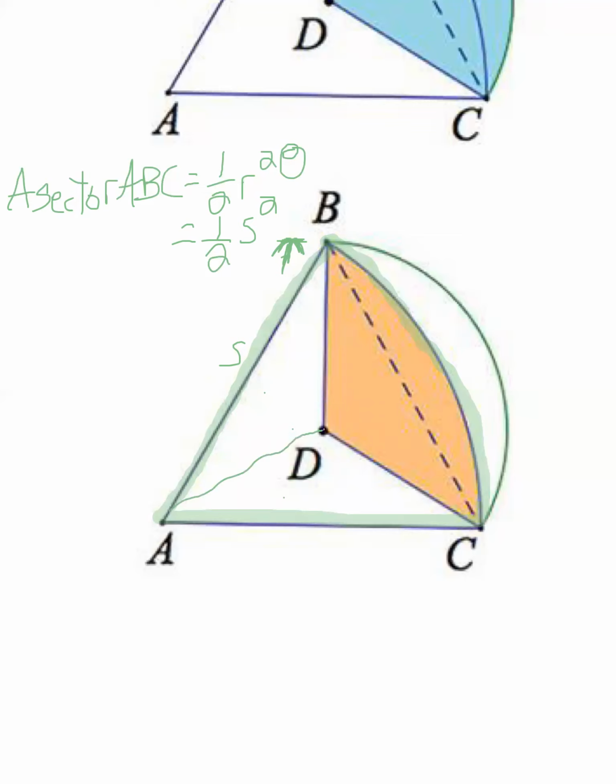Well, it's actually pretty easy if you just divide it into two triangles. You know the formula for area of a triangle: one half base times height. You already know the base, AC. It's S, because it's just one of the sides of my original triangle. And then the height of this thing is right here.